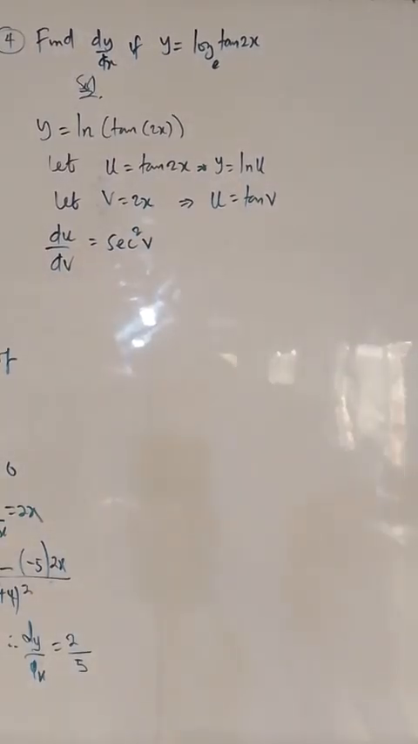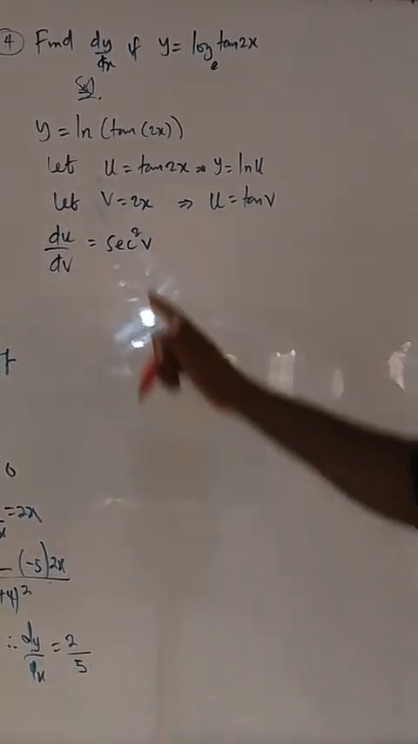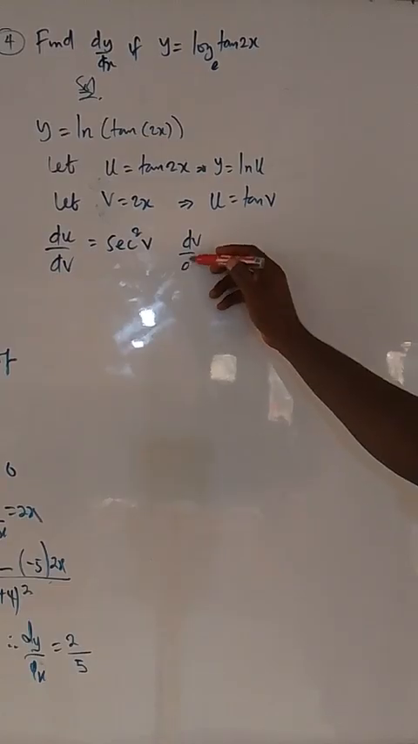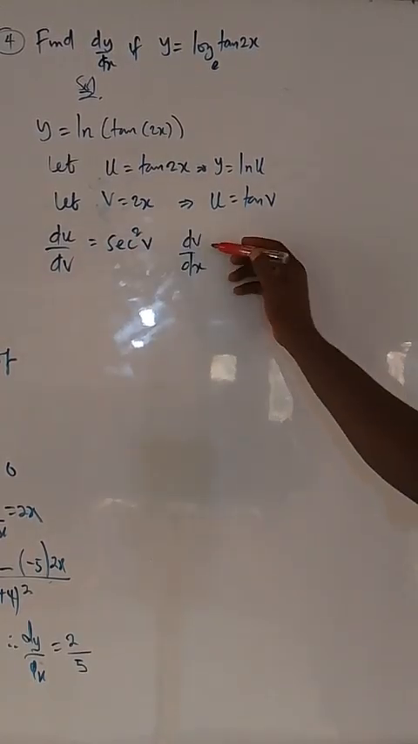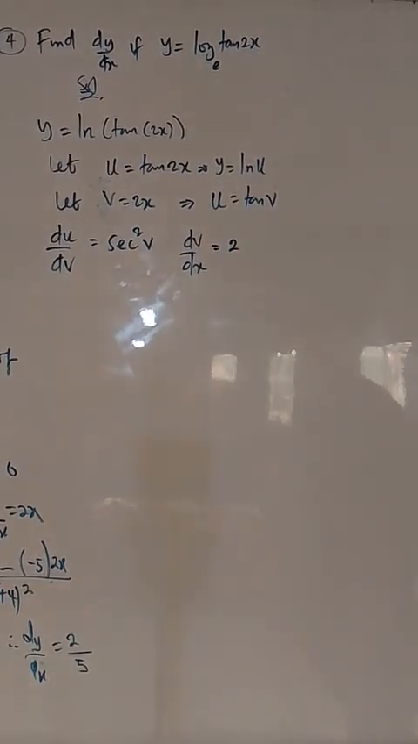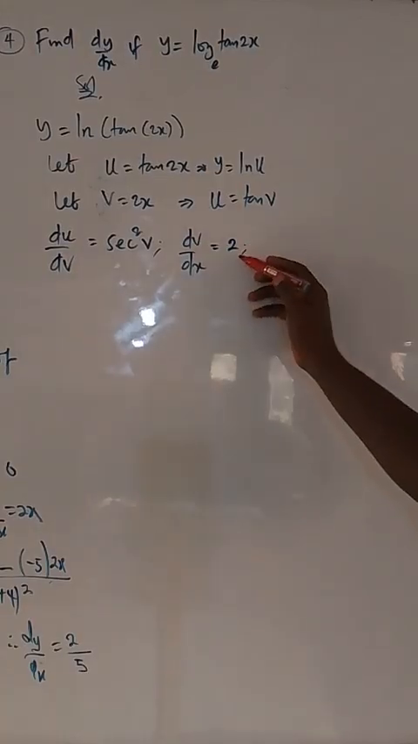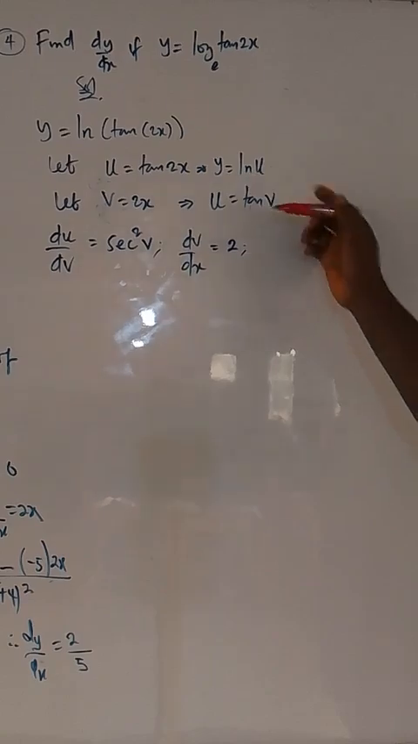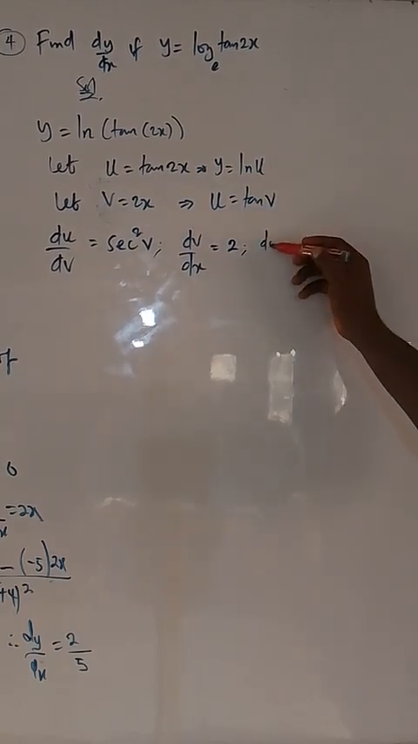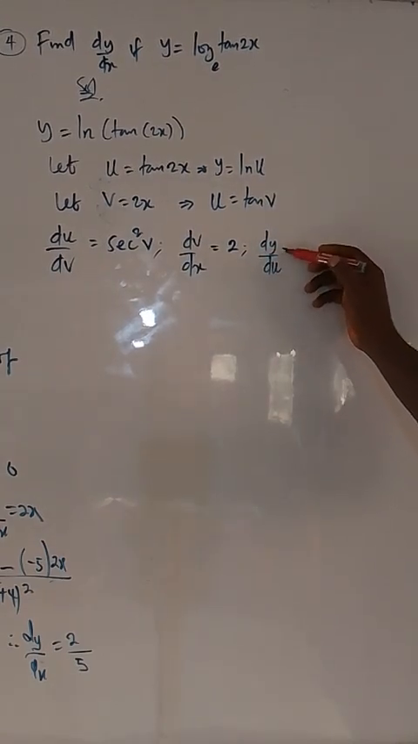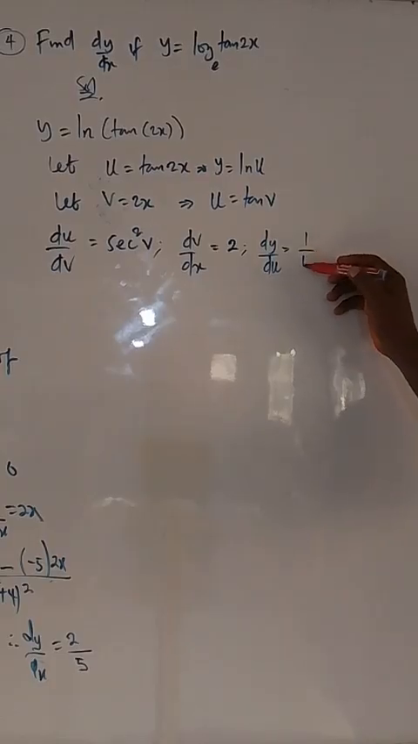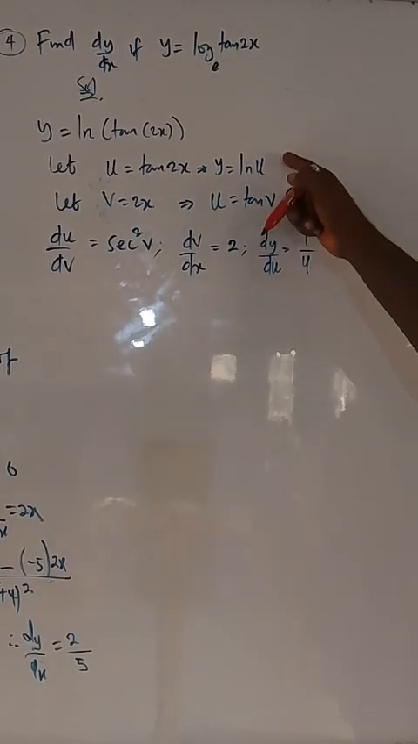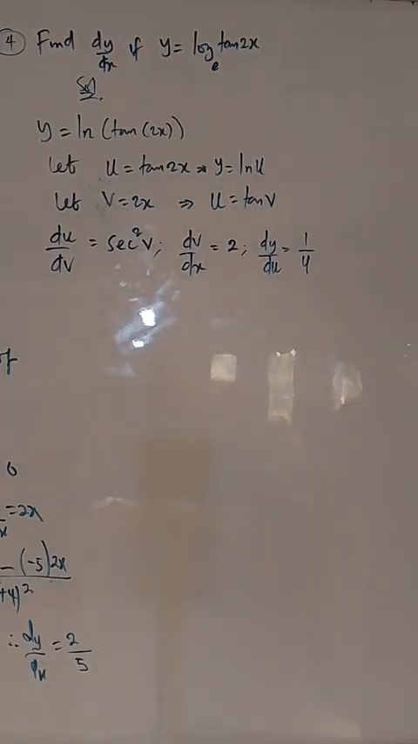Is that getting in? Then from here, since v is 2x, we can look for dv/dx. dv/dx from here equals what? 2. And then from here, y is ln u, so we can look for dy/du. dy/du is definitely equal to 1 over u. It's not x because it's u. If y equals ln x, you say 1 over x. Since it is ln u, you say 1 over u.